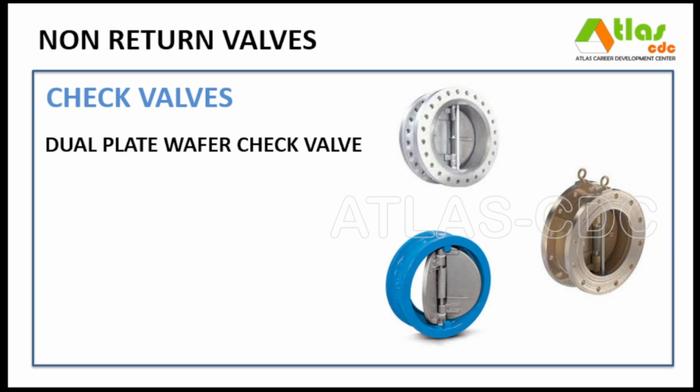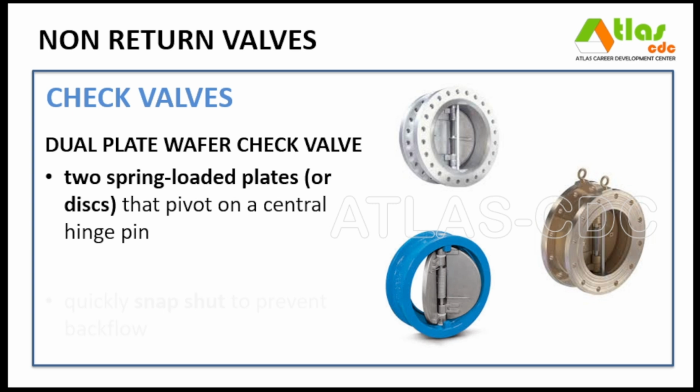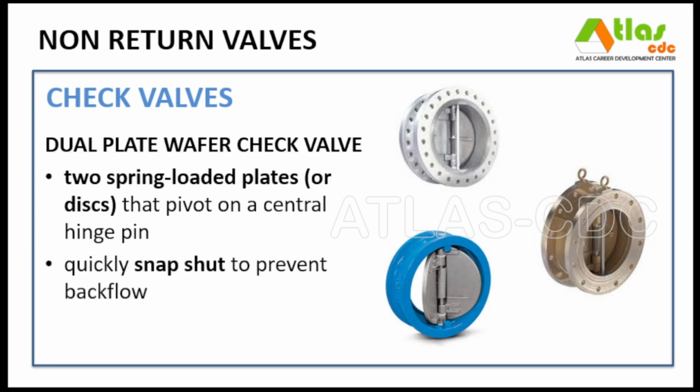A dual-plate wafer check valve operates using two spring-loaded plates, or discs, that pivot on a central hinge pin and open with forward flow, then quickly snap shut to prevent backflow when flow stops or reverses. Its function is to provide non-return flow control with minimal pressure drop. This valve automatically closes and is used solely for backflow prevention.